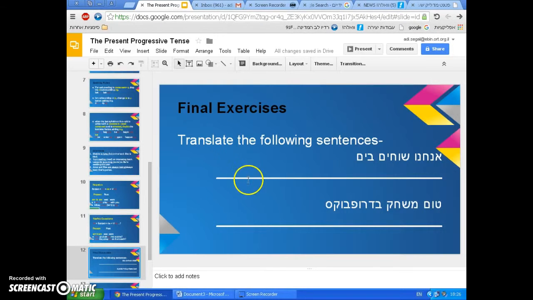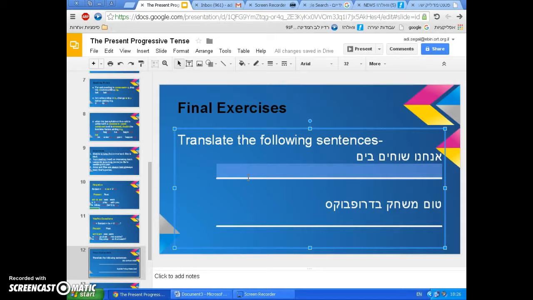Okay, so here are some final exercises. We are going to translate the sentences into English. So, אנחנו שוחים בים. We are doing it right now. אנחנו, we. Because it's we, the be will be are. Swimming. Swim ends with a consonant, vowel, consonant, and it's only one syllable, so we double the last consonant, the M. We are swimming in the sea.